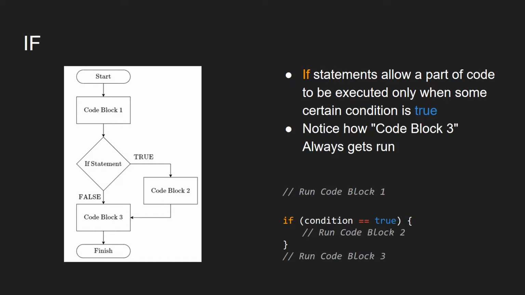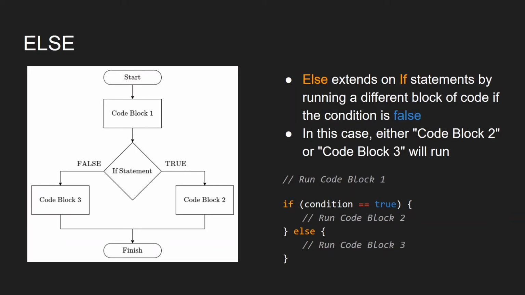An if statement allows a part of code to be executed only when some certain condition is true. Now, this true value can be decided by any type of comparison as long as it spits out a true or false value at the end. And if we look at the diagram there, we can see that code block 1 is always going to be run, code block 3 is always going to be run, but code block 2 might be run if the condition is true.